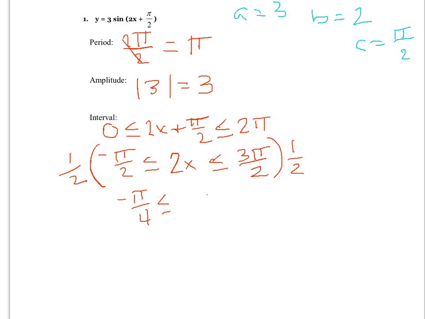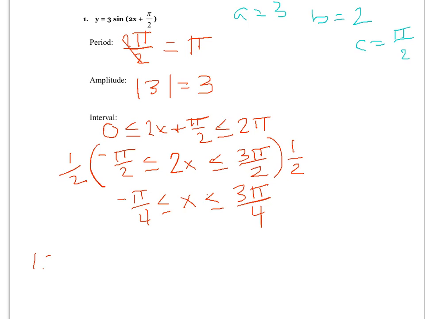x is less than or equal to 3 pi over 4. So now we have our interval. Now that we have our interval, we're going to have to find 5 points.